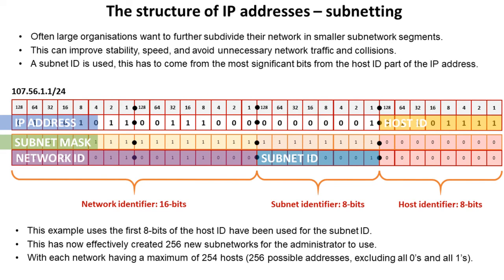A subnet ID is used, but this has to come from the most significant bits of the overall host ID. This example is using the first 8 bits of the original host ID to now be a subnet ID. This has now effectively created 256 new subnetworks for the administrator to configure, with each network having a maximum of 254 hosts. That's the maximum of 256, excluding the all 0 and the all 1 addresses.